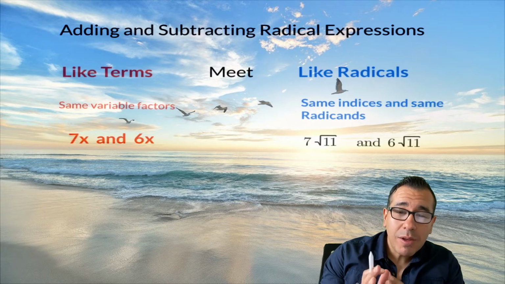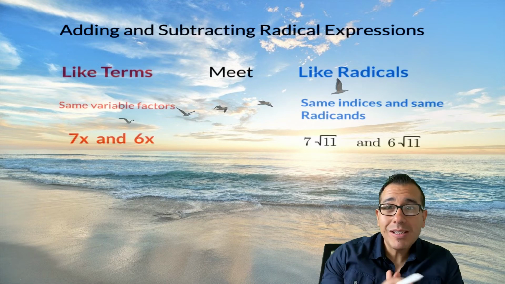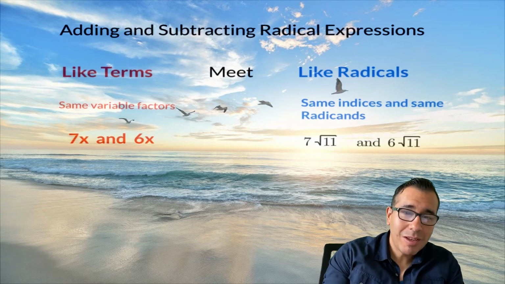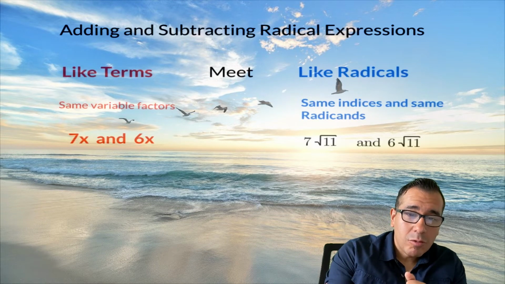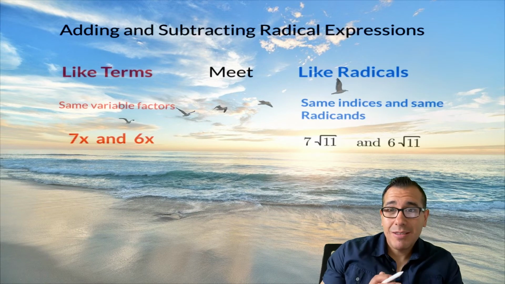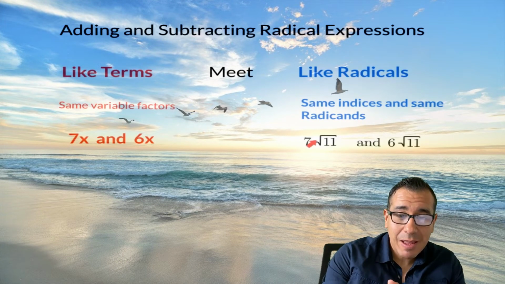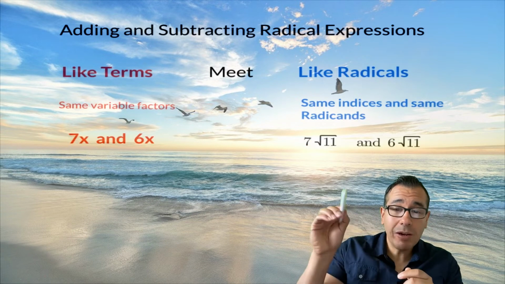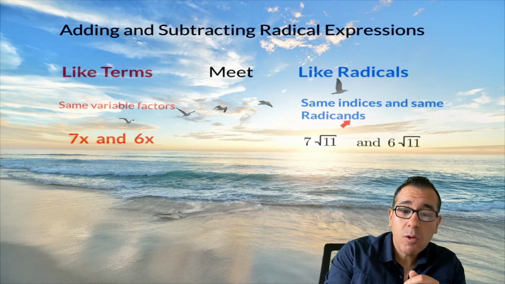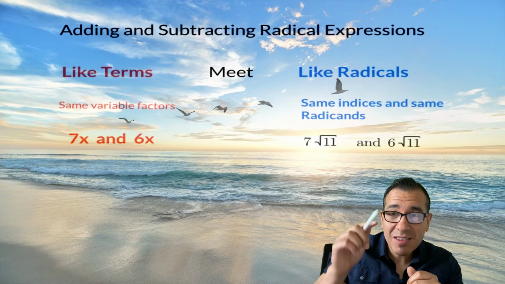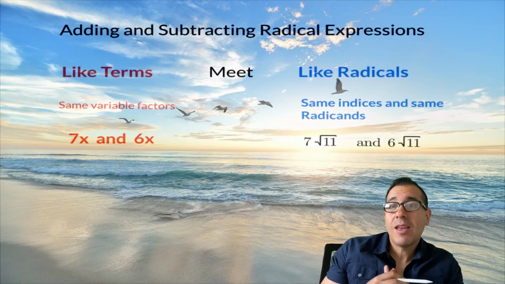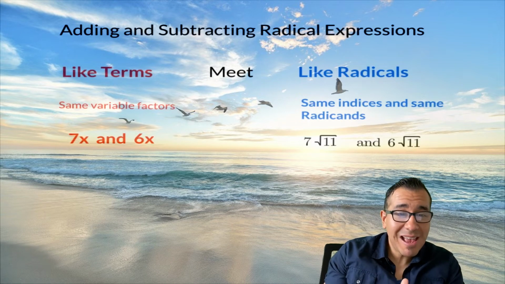So when we talk about like radicals, it's really the same idea. That's nice, so we don't have to get all confused, right? For like radicals, we need the same index. Right now my index for each one of these is 2 because we're taking the square root, and the same radicands. Whatever is inside of the square root has to be the same too. That's what's meant when they say radicands.